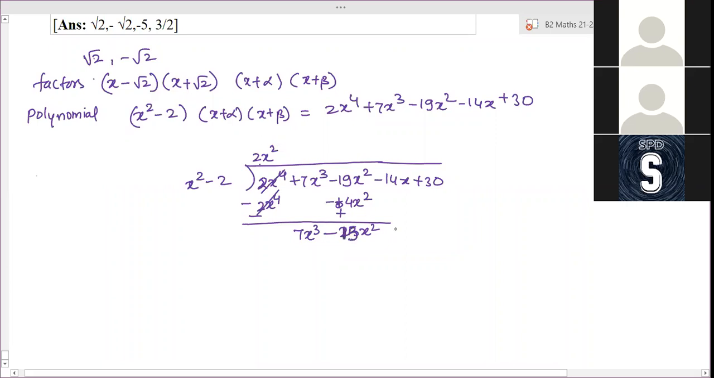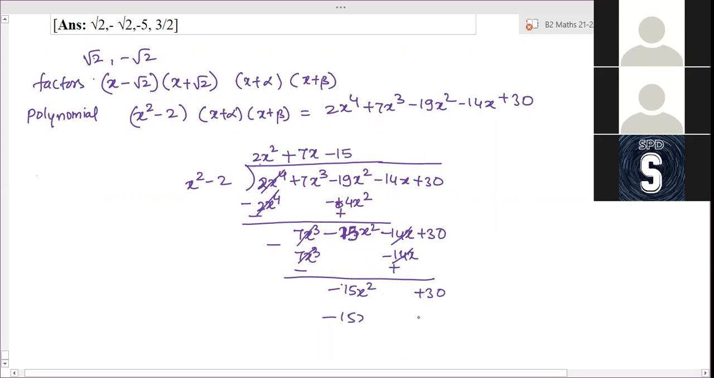15x square minus 14x plus 30. So next is plus 7x. So 7x cubed minus 14x. This gets cancelled. This also gets cancelled. Minus 15x square plus 30. So the quotient is minus 15, minus 15x square plus 30. Subtraction. This is plus, this is minus, this gets cancelled, answer is 0. So you got the quadratic polynomial as 2x square plus 7x minus 15.